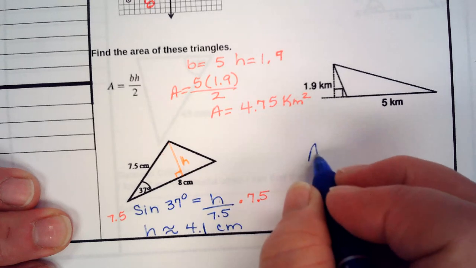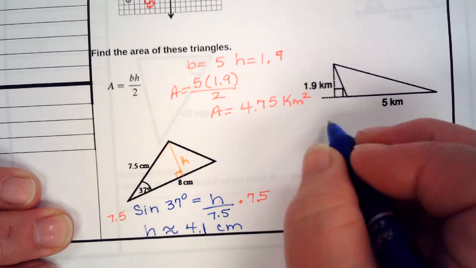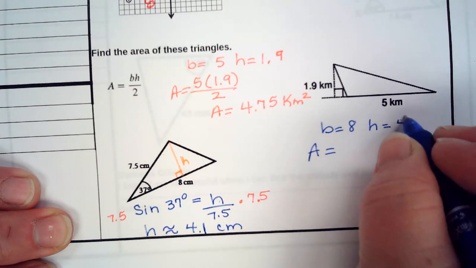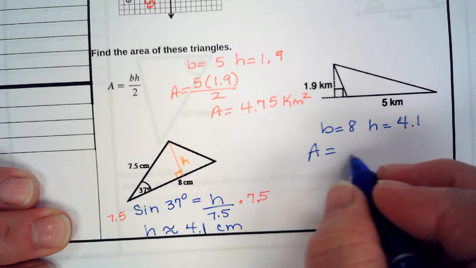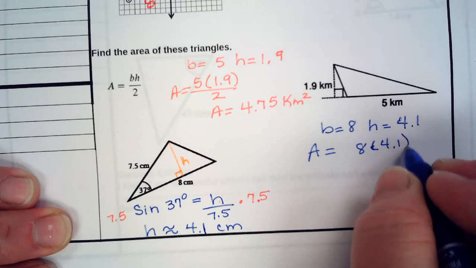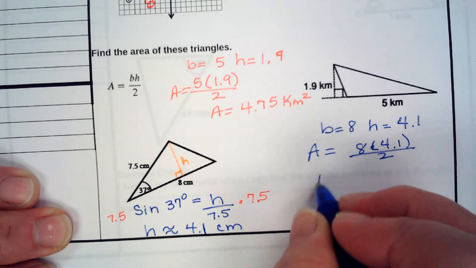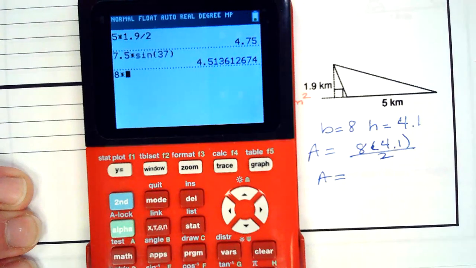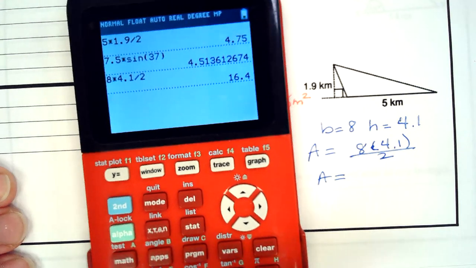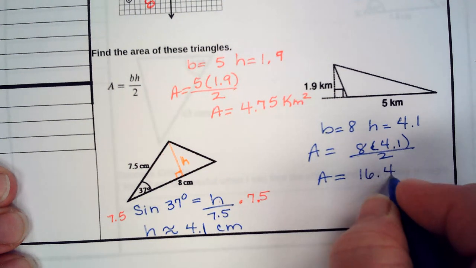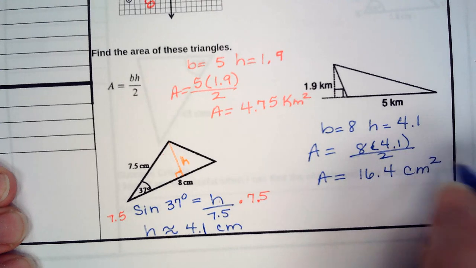So to find my area, my base will be 8, my height will be 4.1, 8 times 4.1 divided by 2. And you end up with 16.4. And that will be centimeters squared.